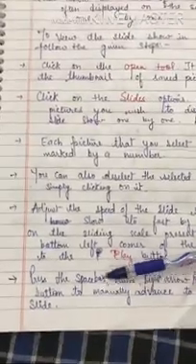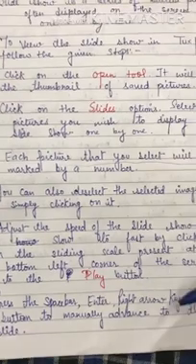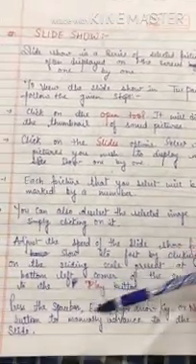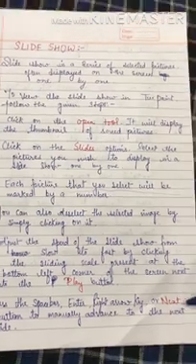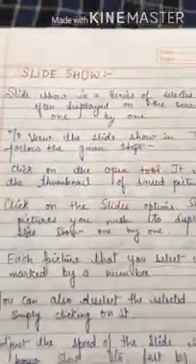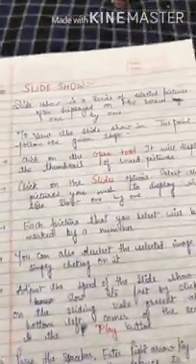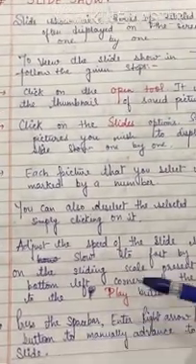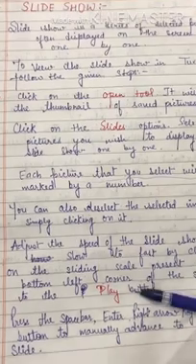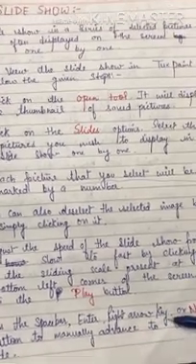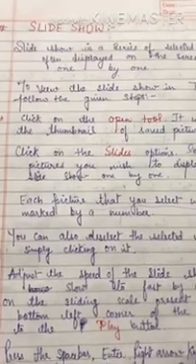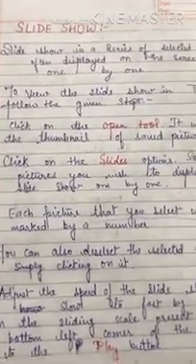Now the sixth point is press the space bar, Enter, right arrow key or the Next button to manually advance to the next slide. It means if you want to go to the next slide, we will press the space bar on the keyboard, or Enter, or the right arrow key, or a Next button, which helps you go to the next slide.